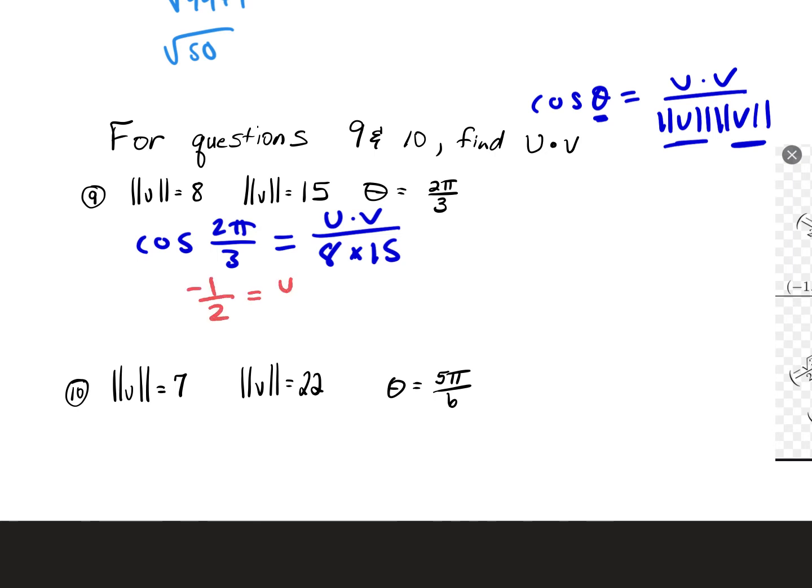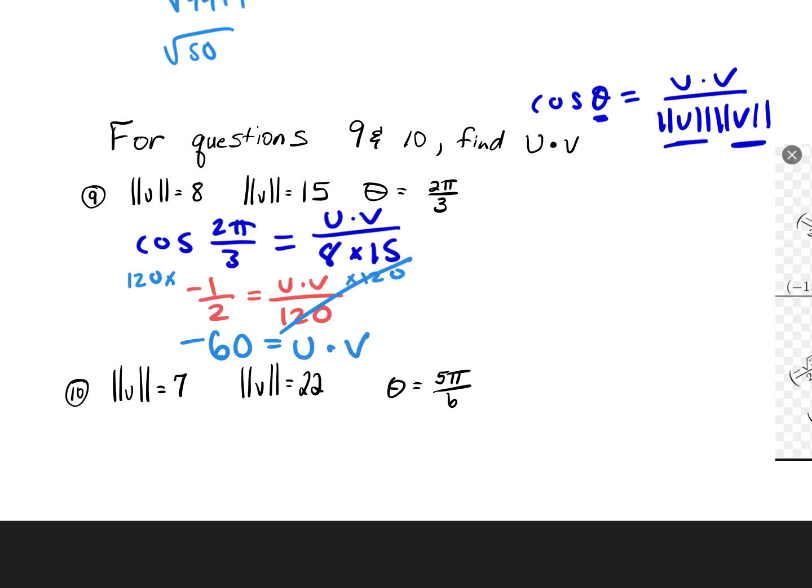And that's equal to the dot product over, what's 8 times 15? 120. And then from here, I'm just solving. So I can multiply both sides by 120. So it'll cancel out on the right. 120 times negative 1/2 would be negative 60. So negative 60 is equal to the dot product.